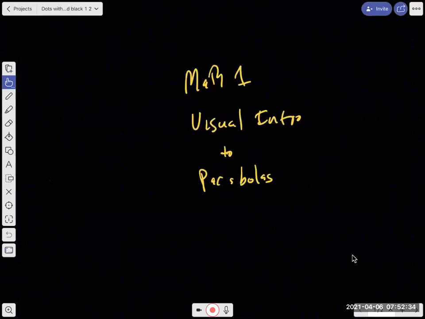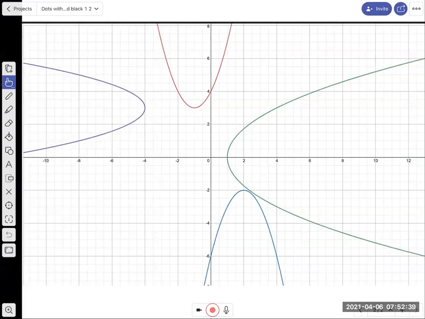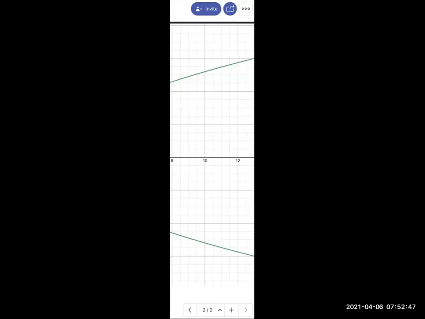And so in Math 1 today, we're doing a visual intro to parabolas. This is really just the same thing that you can watch in the video that I suggested to you, from Khan Academy and Sal Khan, which goes through and talks about some of these things that we're going to look at right here as well. Okay, so we're looking at our screen here, and we see we have different parabolas.